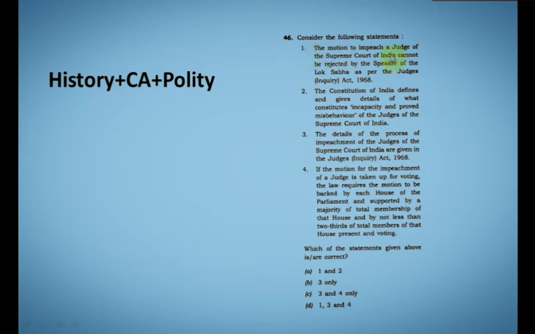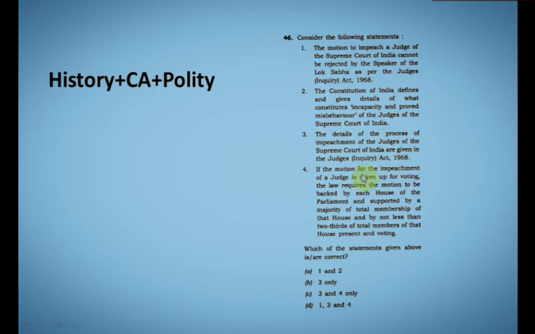The motion to impeach a judge of the Supreme Court of India cannot be rejected by the Speaker of the Lok Sabha as per the Judges Act 1968. The Constitution of India defines and gives details of what constitutes incapacity and proved misbehavior of the judges of the Supreme Court of India. The details of the process of impeachment of the judges of the Supreme Court of India are given in the Judges Act 1968.